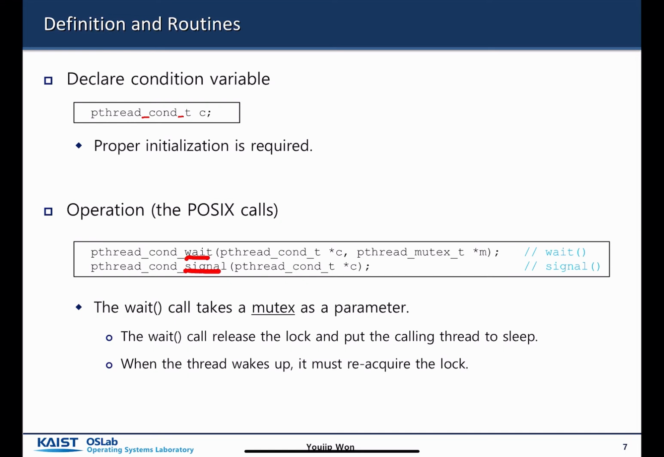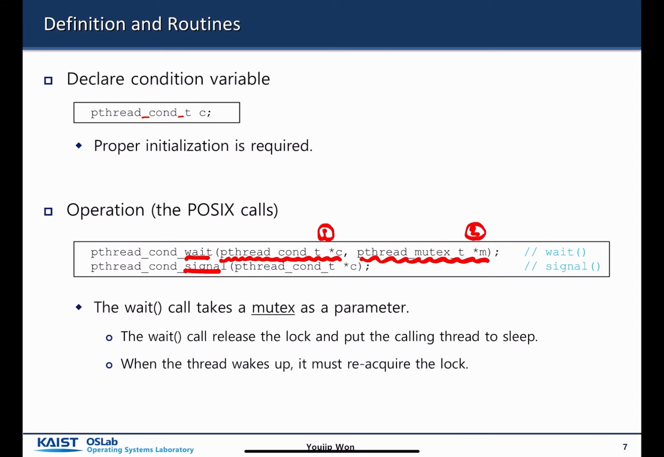What you should not forget is that when we call wait, it has two parameters. The first one is the condition variable, and the second one is the mutex. So you should not forget that. The signal function gets one parameter, the name of the condition variable. When the signal function is called, the pthread library wakes up one of the threads that has been waiting for the condition to become true.